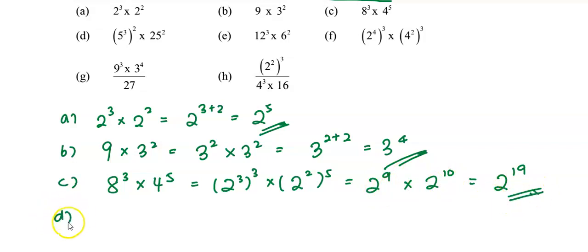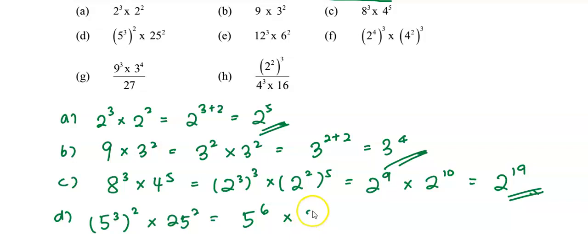Okay, question D, we have 5 power of 3 power of 2 multiplied by 25 power of 2. So 5 power of 3 and power again by 2, multiply the powers, you get 6. And 25 can be written as 5 power of 2, and according to the question, here you have power of 2. So you actually get 5 power of 6 multiplied by 5 power of 4.